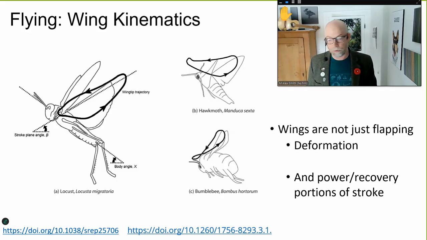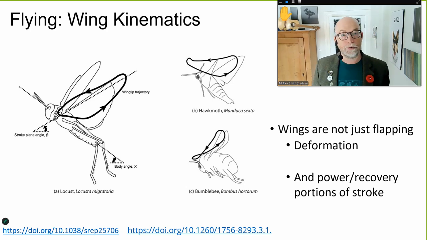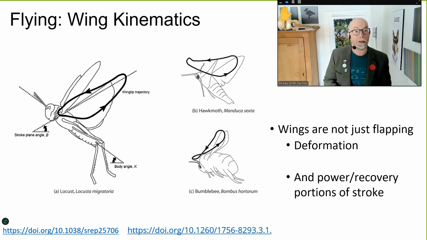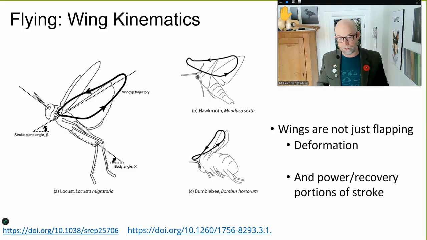And we've talked about power and recovery strokes a bunch of times, but often it's when we're thinking about small things living in marine systems that use cilia, for example, that power and recovery, the kind of coordination of that, the nervous system.